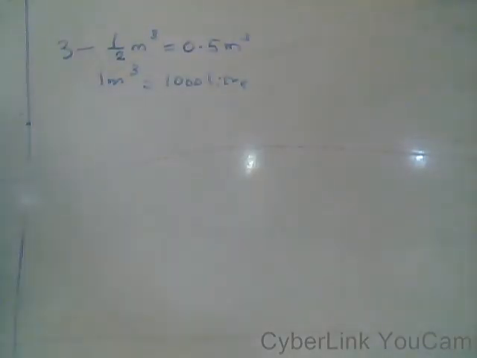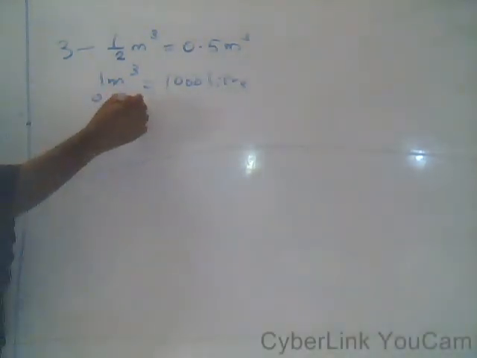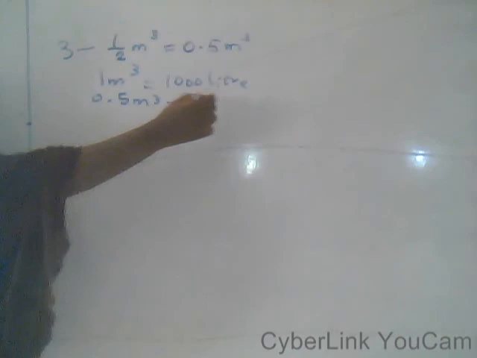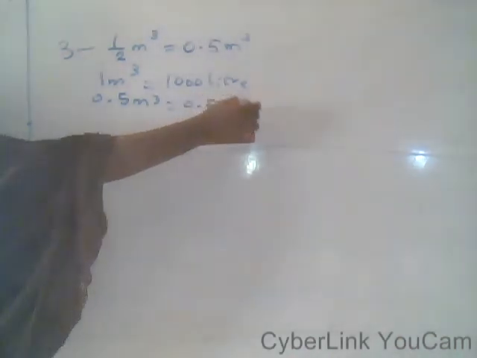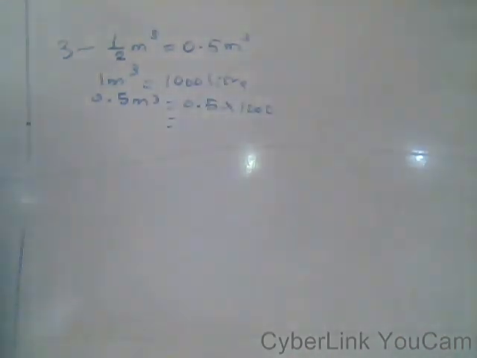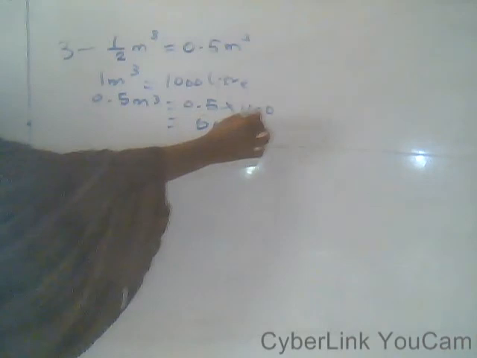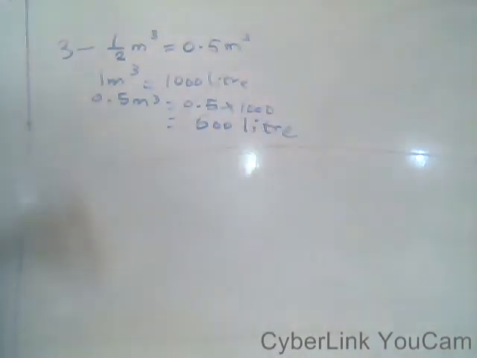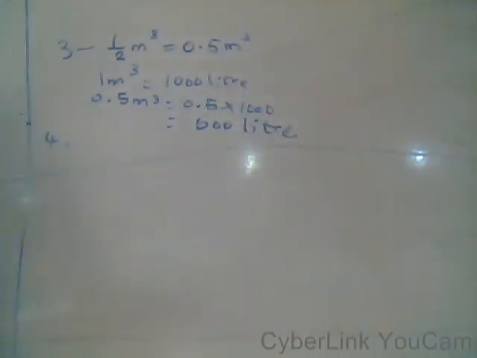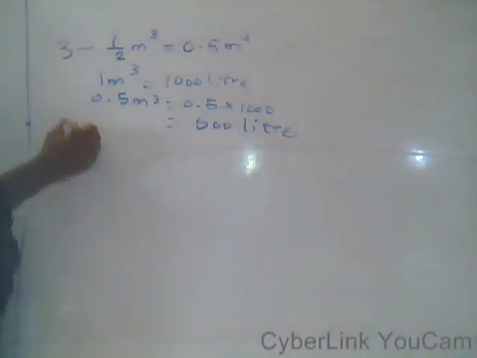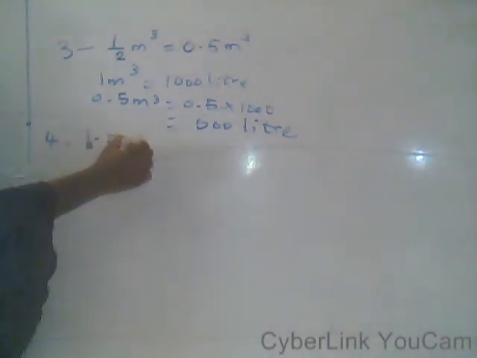Therefore, 0.5 meter cube will now be 0.5 multiplied by 1000. And when you multiply that, we are going to get 500 liter. Now let's go to the fourth question. The question says 1.5 liter.